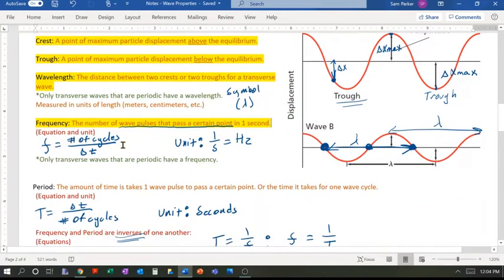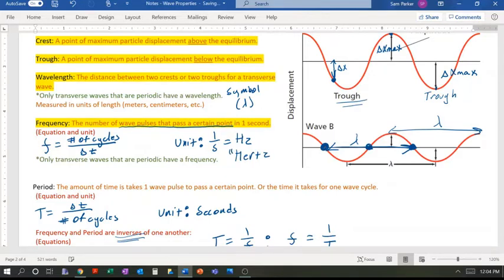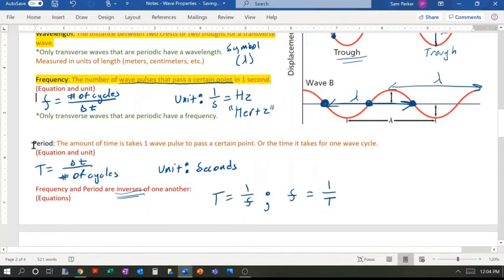It's the number of cycles over the amount of time it took for those cycles to pass a certain point. The unit for frequency is 1/seconds, which is also known as hertz. Like the car company, that's how it's pronounced. The unit is hertz, or 1/second. It has units of 1/time. That's frequency. Now, period is the inverse of frequency. They're very closely related, but they're inverses.